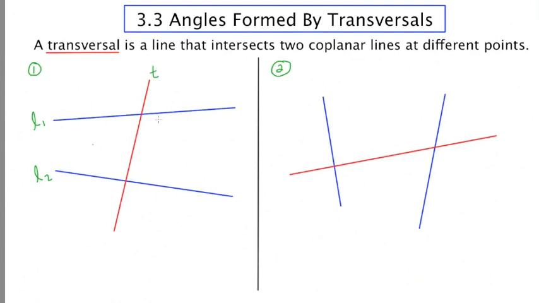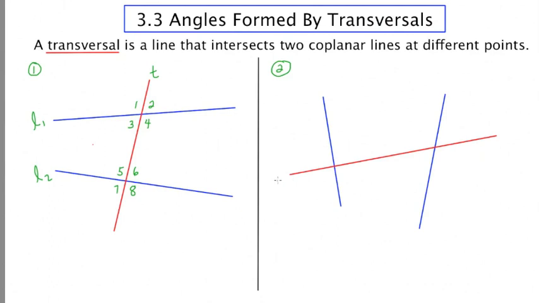The first thing that I'd like you to observe is that when the transversal intersects each of the two coplanar lines, there are 8 angles formed in total. And I'm going to number them for you now. 1, 2, 3, 4, 5, 6, 7, 8. Now there's no special way that these have to be numbered. I just want to show you that in this situation 8 angles are formed.